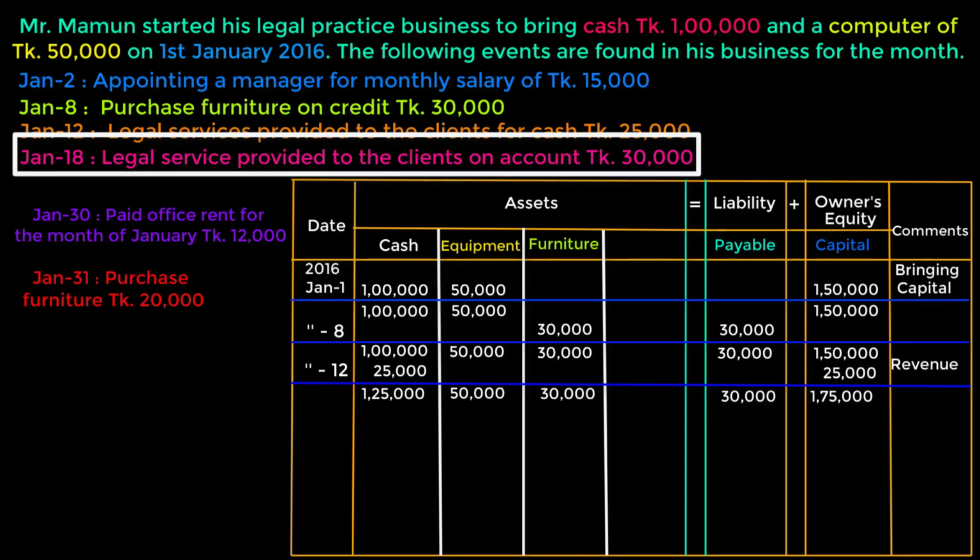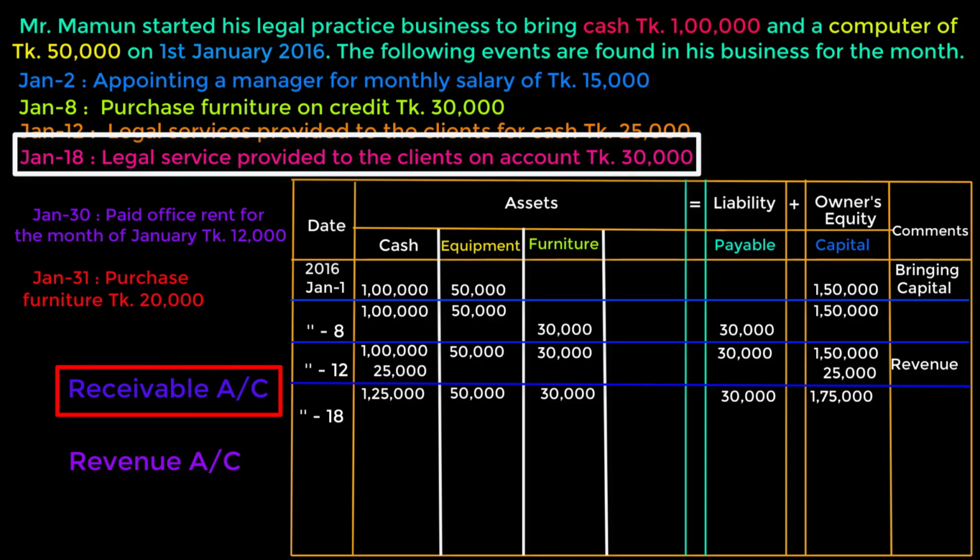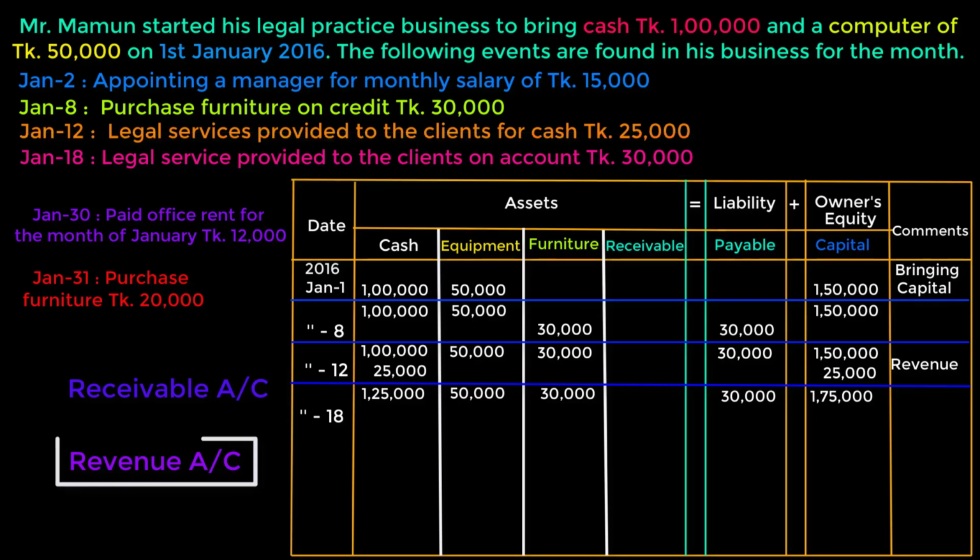Look at this transaction on the date of January 18. Legal service provided to the clients on account, taka 30,000. Here on account means on credit. We will write this date here in this column. Tell me, how many accounts may we get from this transaction? Two accounts, receivable account and revenue account. Receivable account is an element of these assets. So we will have to write receivable in this assets column like this. Revenue is an element of this owner's equity, and we already have this column here from before.